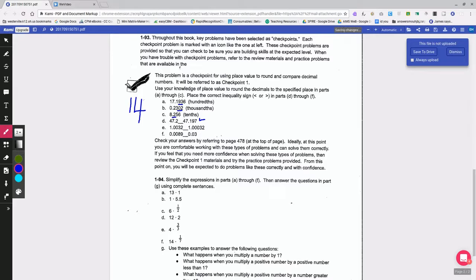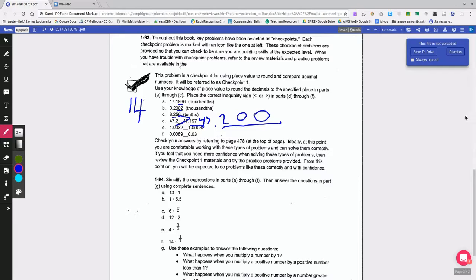So 47 and 197,000. So I'll just take my 47.2 and I'll add 2 zeros to make it to the thousandths. So then I look, is 200 greater than 197? It is, so my sign should read this way. So 47 and 2 tenths is greater than.